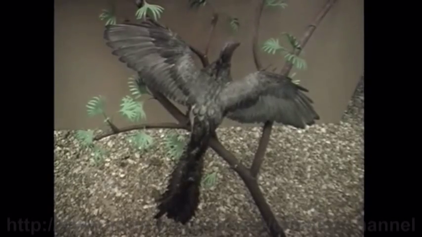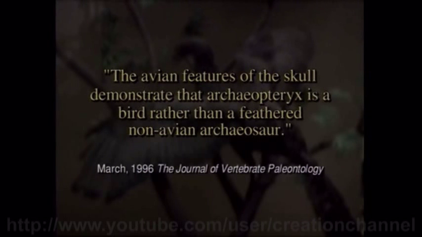It has been claimed in the past that Archaeopteryx was really nothing more than a feathered reptile. Well, I've never seen a reptile yet that you just stick a bunch of feathers in and kick it in the tail and it flies. And no, Archaeopteryx flew. He had wings, and he certainly wasn't a feathered reptile. As a matter of fact, I have an article here before me, published in March 1996 in the Journal of Vertebrate Paleontology. And the authors say this: the avian features of the skull demonstrate that Archaeopteryx is a bird rather than a feathered non-avian archosaur.